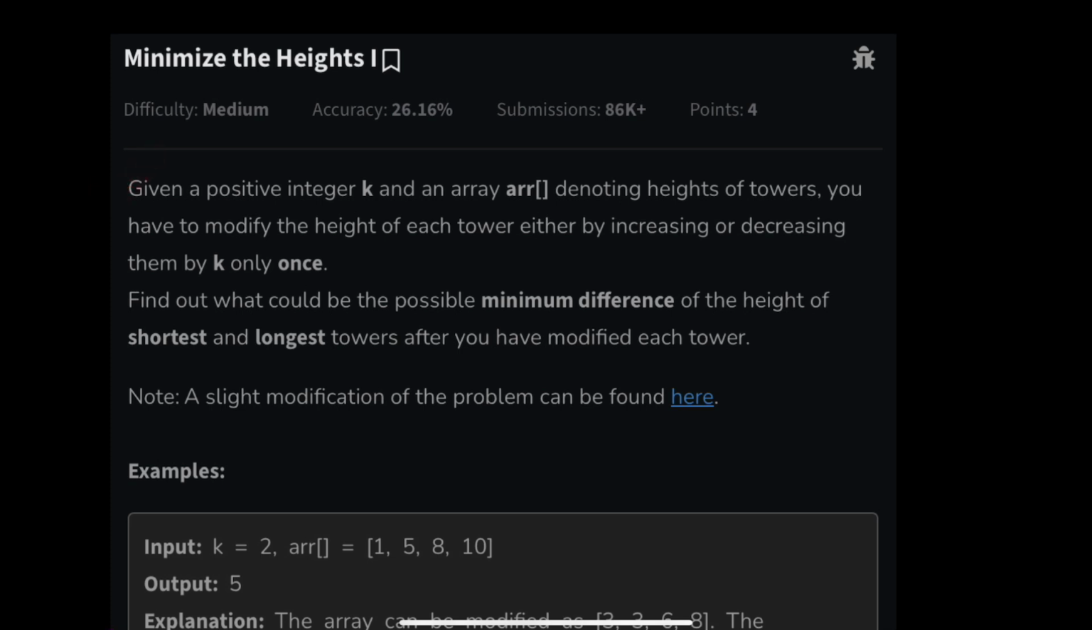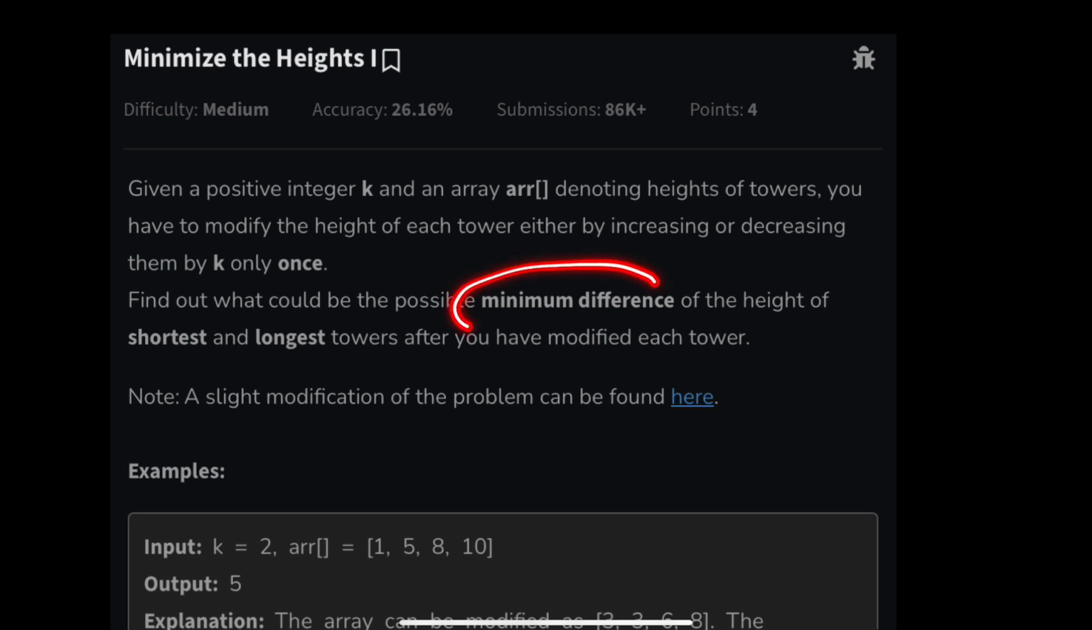So this line is pretty self-explanatory, right? We have been given a positive integer k and an array which denotes the heights of towers. Now we need to modify the height of each tower either by increasing or decreasing the height by k only once, right? Now find out the possible minimum difference between the heights of the shortest and longest towers after you have modified each tower.